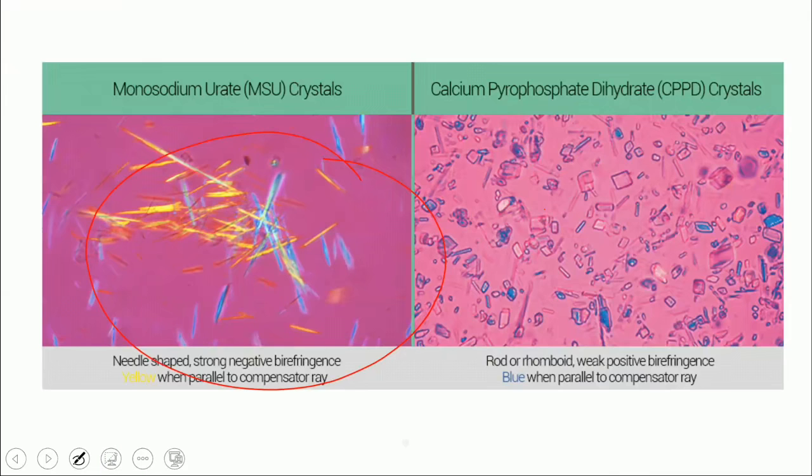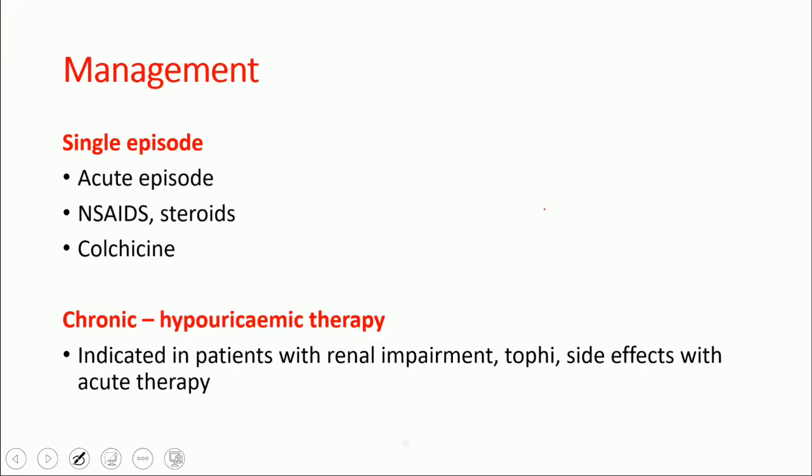Right. Sorry. Right. So how do you treat gout? Acute episode, you need to manage with NSAIDs, steroids, colchicine. Right? That is the acute episode management. And in some people, you need to give them long-term therapy with uric acid lowering medication.